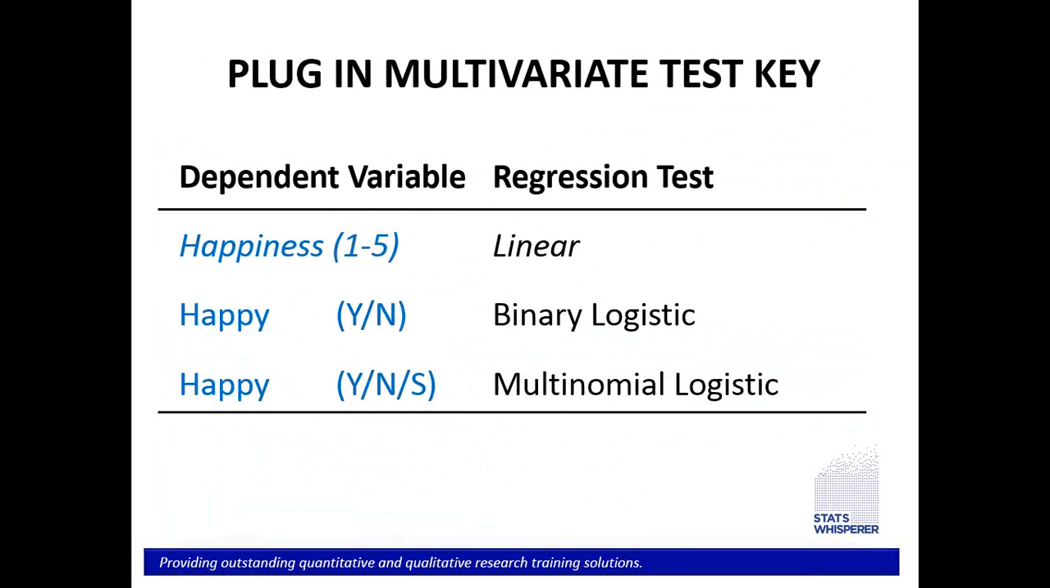So when the dependent variable is happiness, measured on a continuous scale of 1 to 5, the regression test to use is linear. Okay, so that's the regression test we need. Now, when you do a linear regression and it has more than one predictor, it's referred to as multiple linear regression, which is what we'll be calling our regression because it has more than one predictor.